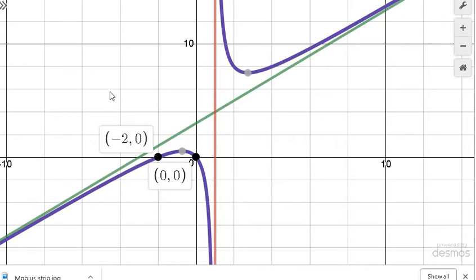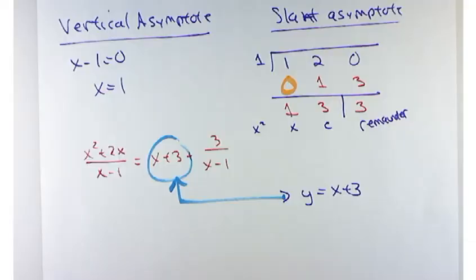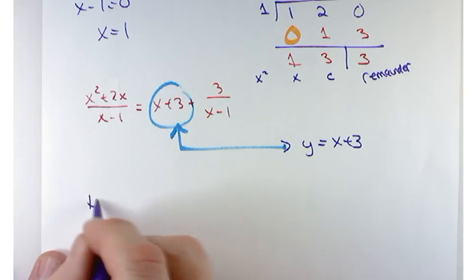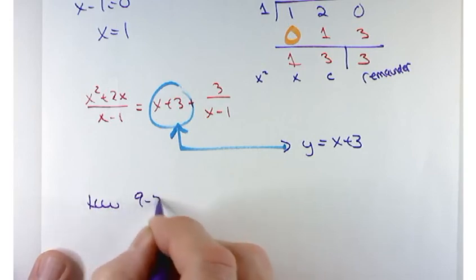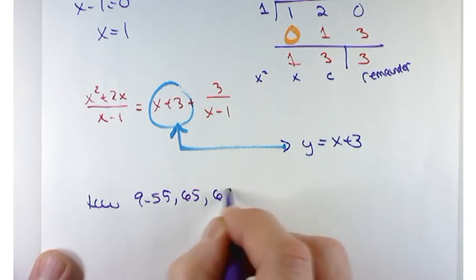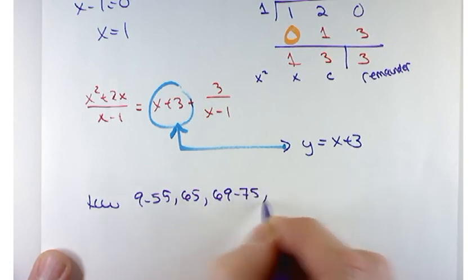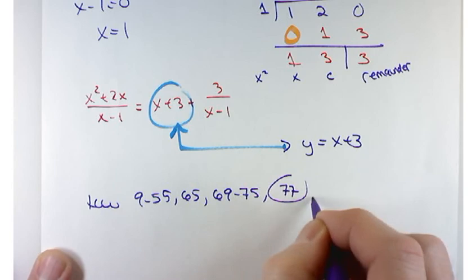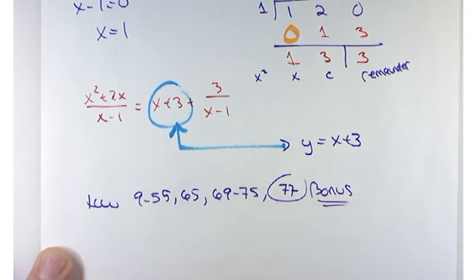Anything to wrap this one up? Okay. Well, I'd like to give you some homework then. Really like to do some more, but we've got another section to cover today. So for homework, try 9 through 55, 65, 69 through 75, and 77 got circled as a bonus. Okay, have fun.